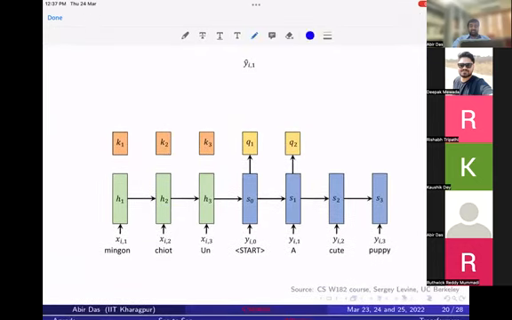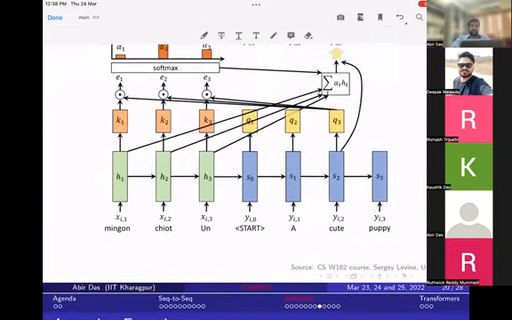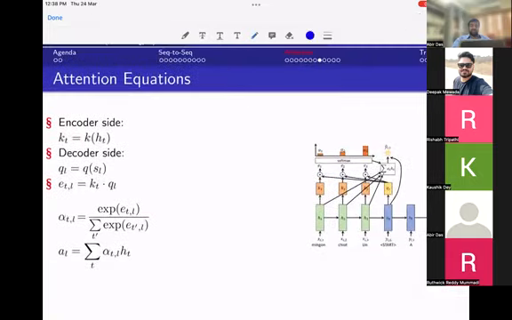You compute the dot product and the softmax, and similarly you weigh the HTs, and you generate the y hat 2 and so on. I mean, you go ahead with this. I'm not going into much detail of it.